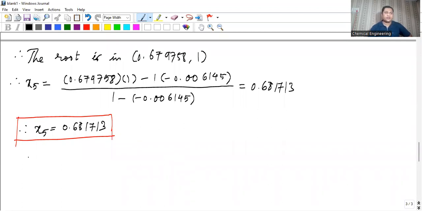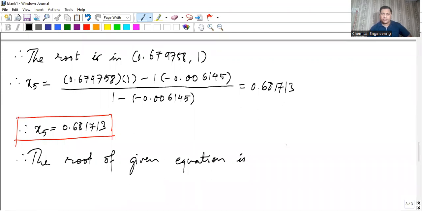Okay. So we can say the root of the given equation is x is equal to 0.681713 after 5 iterations. Okay, so we can say this is correct after 5 iterations. Okay, so that's what we can calculate.